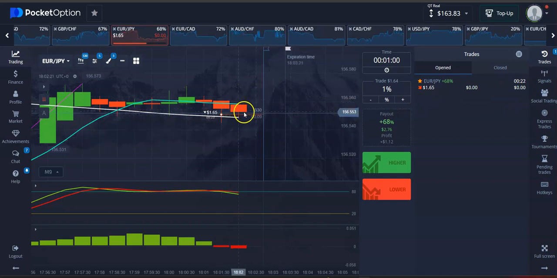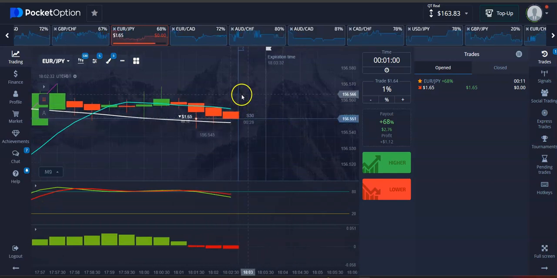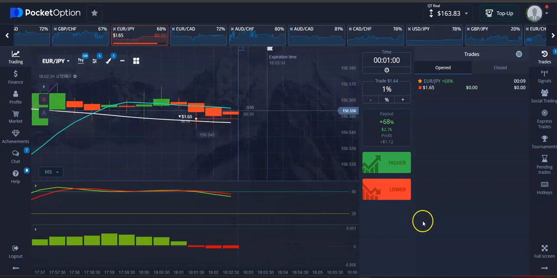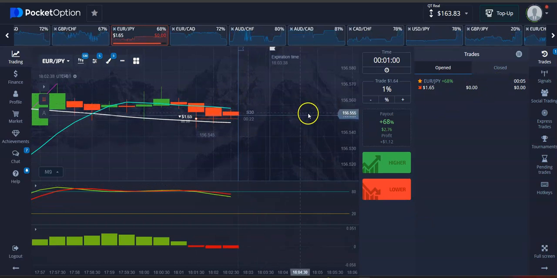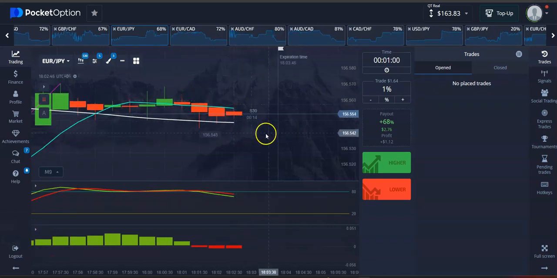Price is a bit above our entry, but everything indicates that the price will have a continuation to the downside. Another red bar over here. 8 seconds, seems like we're gonna get burned. 3 seconds. Ooh, we got burned on this one.